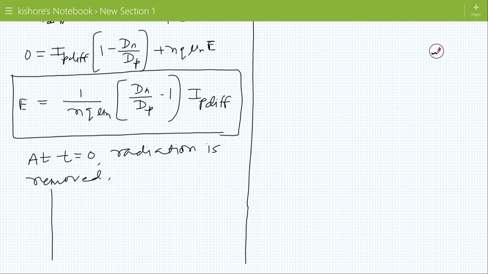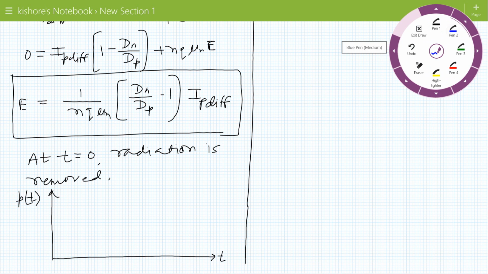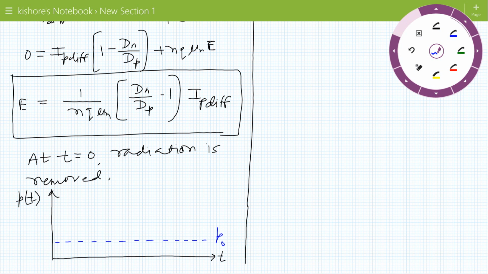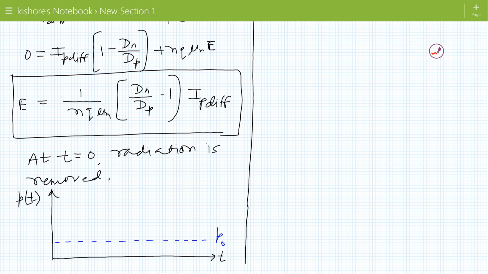now the minority charge carrier concentration with respect to time is now P of t. Under thermal equilibrium, the minority charge carrier concentration is P naught, and as the radiation is removed, the concentration of holes decreases exponentially. This is P0, and again this part is the excess minority charge carrier concentration.